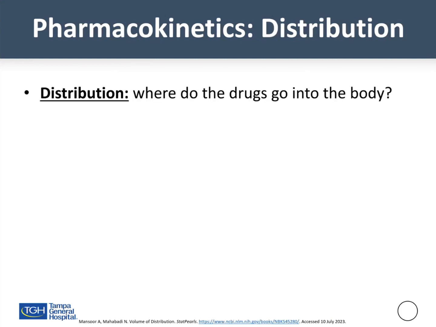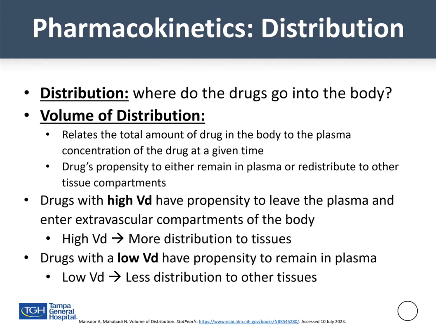Moving into distribution, this is really asking the question of where the drug is going in the body. And a term that we use on the pharmacy side a lot is volume of distribution. This is trying to relate the total amount of drug in the body to the plasma concentration of that drug at any given time. So we know that there's going to be huge volume shifts in our patients, especially sepsis patients, fluid resuscitation, fluid shifts. So this is going to influence potentially some of the dosing that we give to these patients.